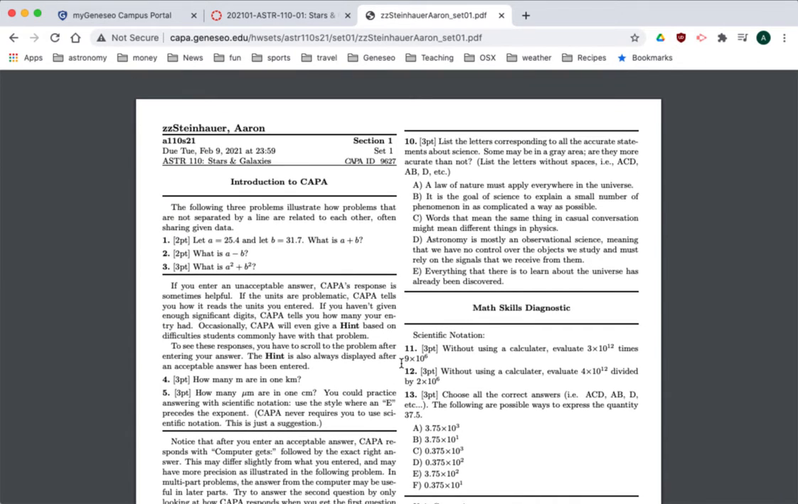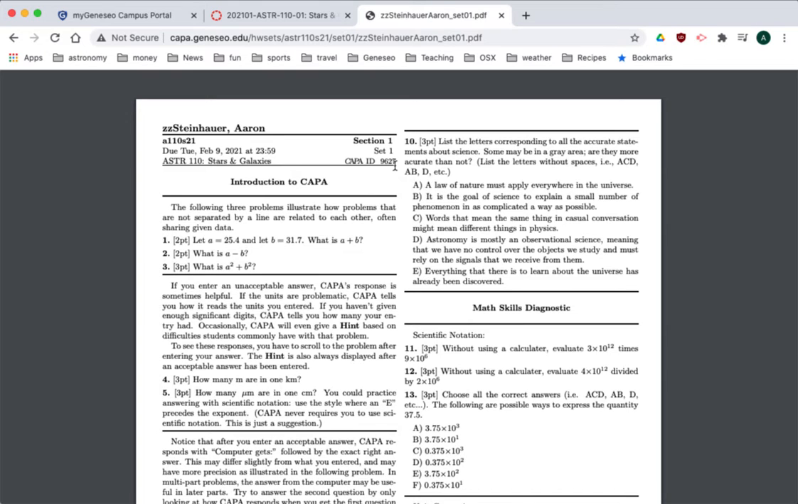Anyway, the reason why you'll have to download this every week is because this CAPA ID is how you're going to log in to CAPA for that particular week. For every assignment, you will have a unique 4-digit code that will get you, along with your G number, into the assignment for that week. So mine for the intro assignment is 9627.